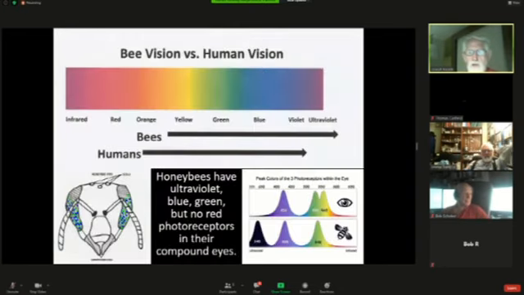So these are the color ranges that the bees can see. They don't see red. They don't have the ability to pick up red, but they do have the ability to see ultraviolet that we don't have. So their color range of vision is shifted to the blue end with the ultraviolet extension, minus the red end.